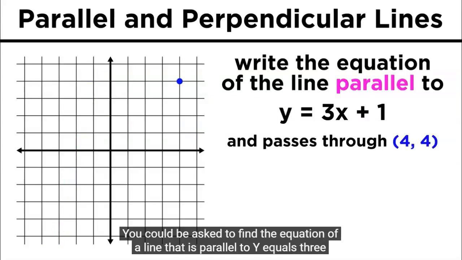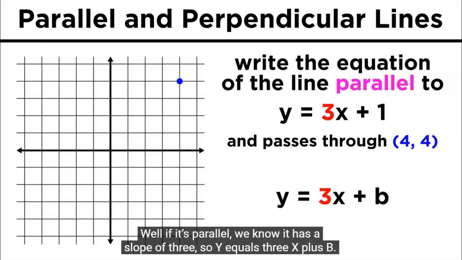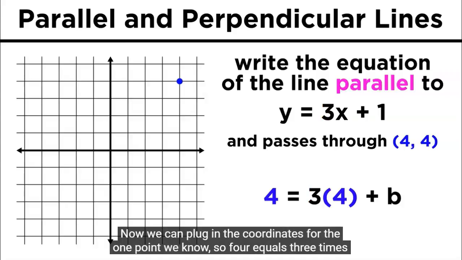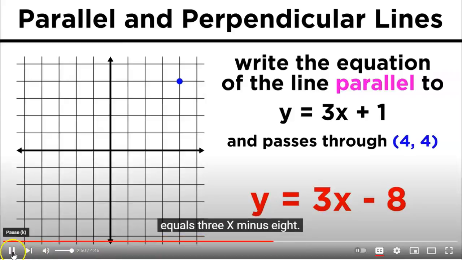You could be asked to find the equation of a line that is parallel to y equals 3x plus 1 and goes through the point 4, 4. Well, if it's parallel, we know it has a slope of 3, so y equals 3x plus b. Now we can plug in the coordinates for the one point we know. So 4 equals 3 times 4 plus b. And if we solve for b, we get -8. So the equation must be y equals 3x minus 8.